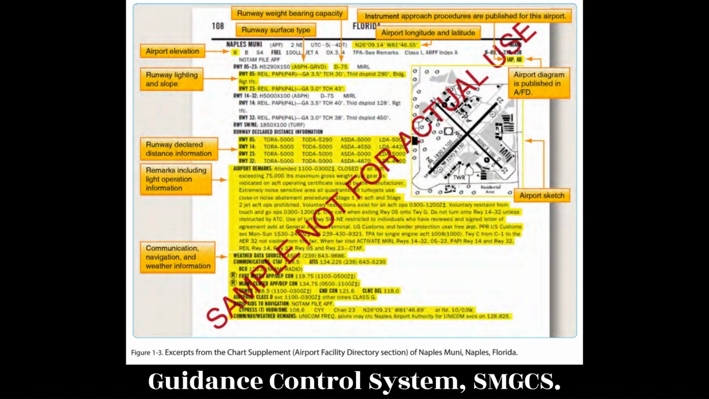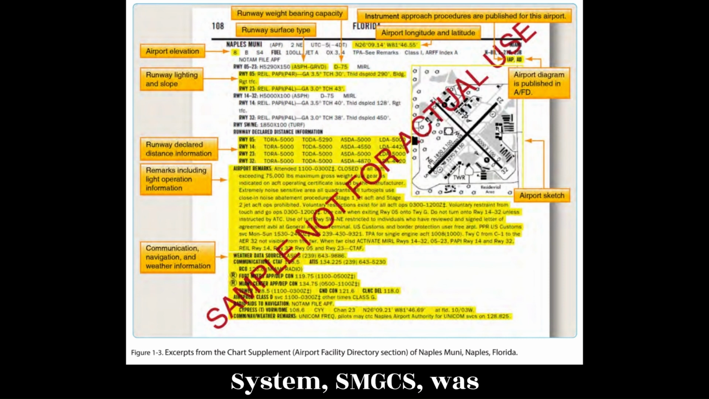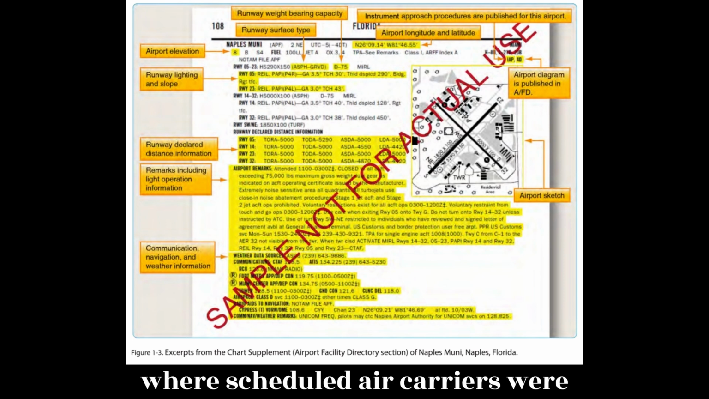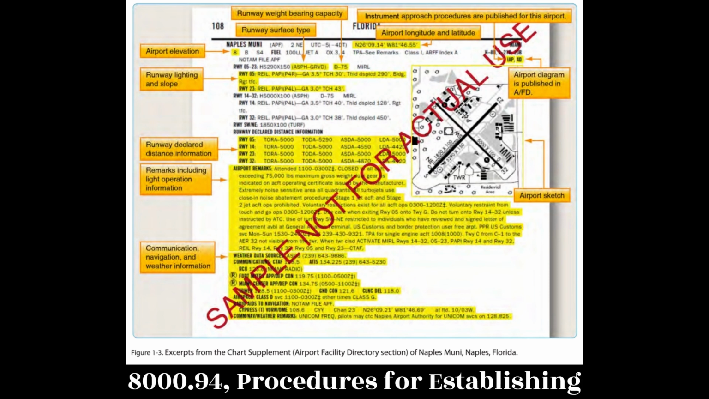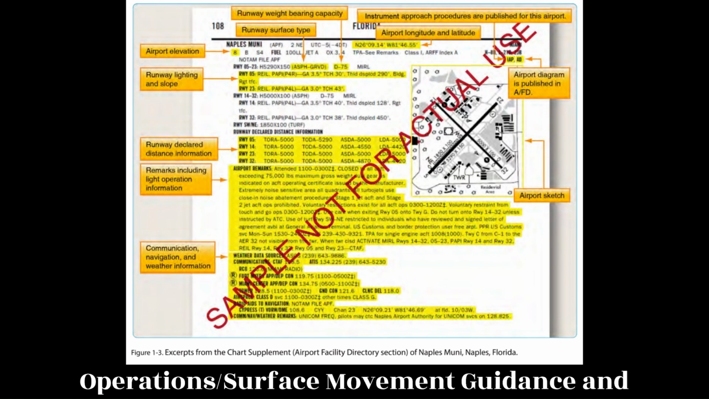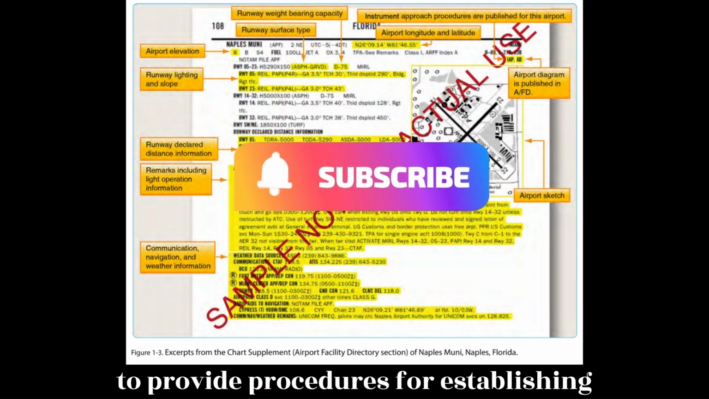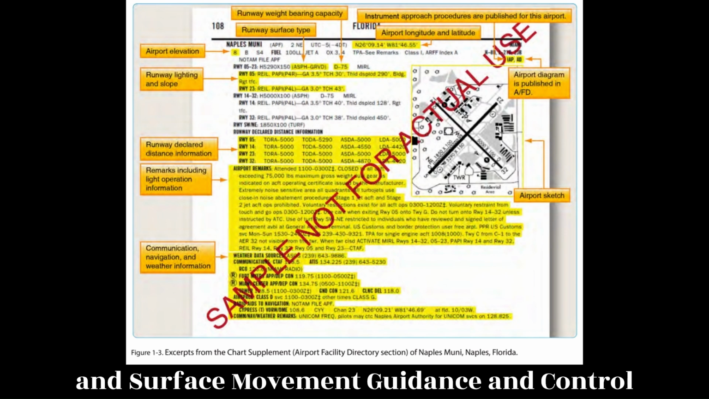Surface Movement Guidance Control System, SMGCS. The Surface Movement Guidance Control System, SMGCS, was developed to facilitate the safe movement of aircraft and vehicles at airports where scheduled air carriers were conducting authorized operations. Advisory Circular 120-57 was developed in 1992. In 2012, FAA Order 8000.94, Procedures for Establishing Airport Low Visibility Operations and Approval of Low Visibility Operations/Surface Movement Guidance and Control System Operations, was published to provide procedures for establishing airport low visibility operations, LVO, and surface movement guidance and control systems.